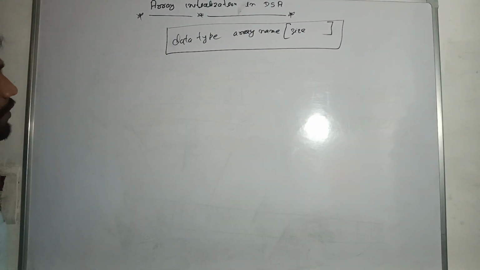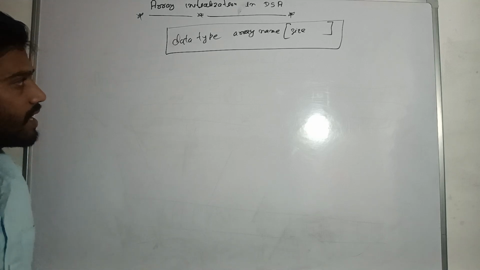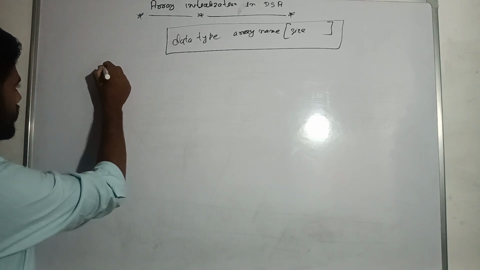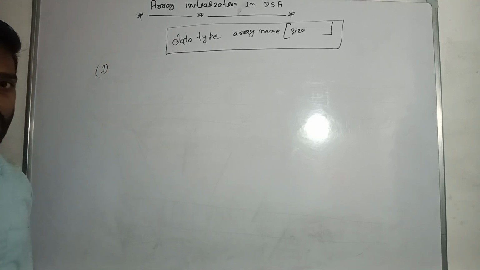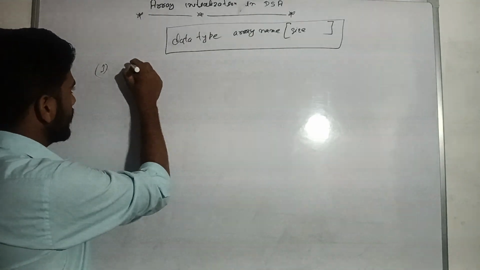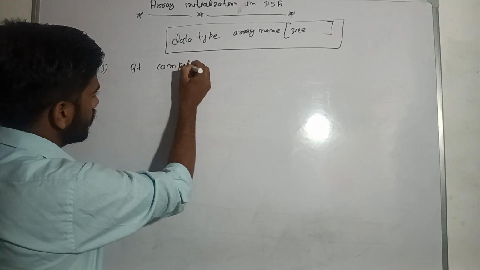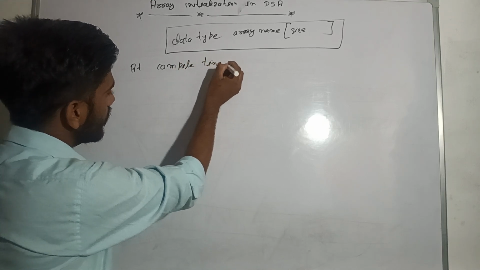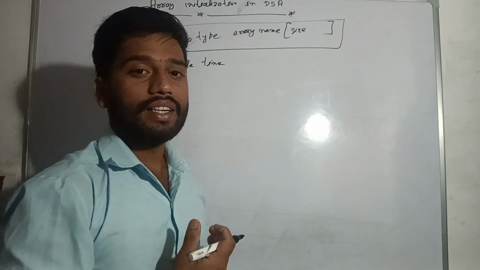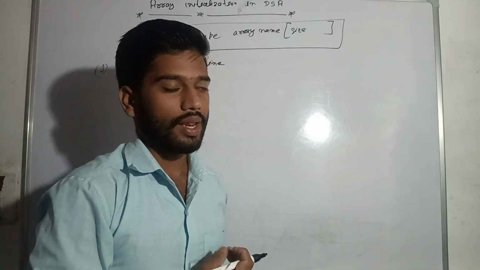But there are many ways to initialize an array. First of all, we will see initialization at compile time. Then we will see initialization of an array at runtime.